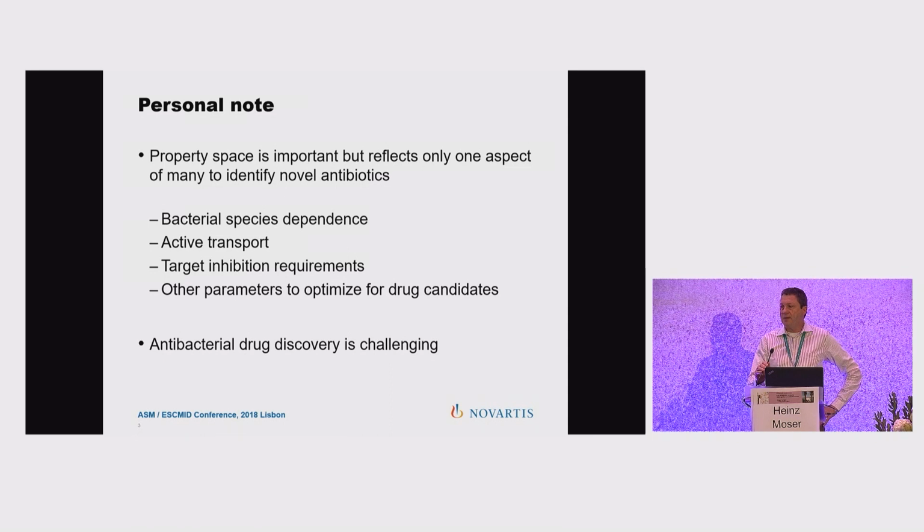And just to add on that, I will focus on the property space. There are many other things that matter. We'll see differences in bacterial species. There is some literature out there that will talk to that. There are active transport mechanisms. I'll leave it to other sessions to argue if that's a good or a bad thing. Target inhibition requirement: I will show you a specific example on that, because that can vary substantially. And there are, of course, other parameters. It is a challenging field, but it's also fascinating in that particular part.